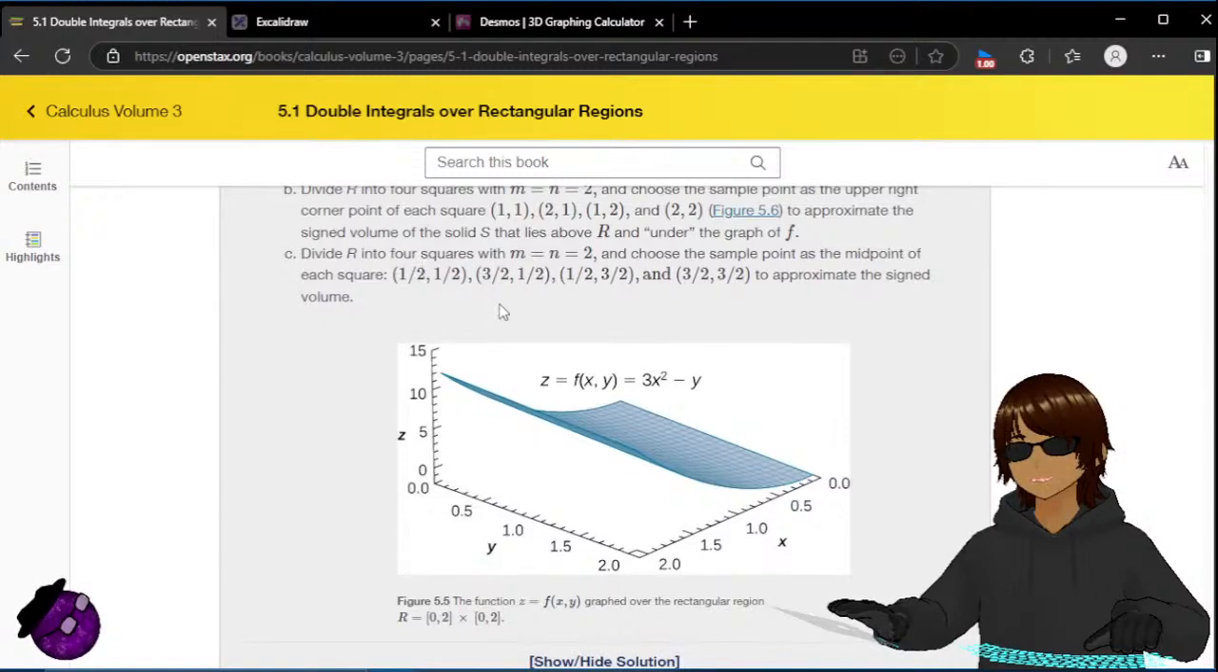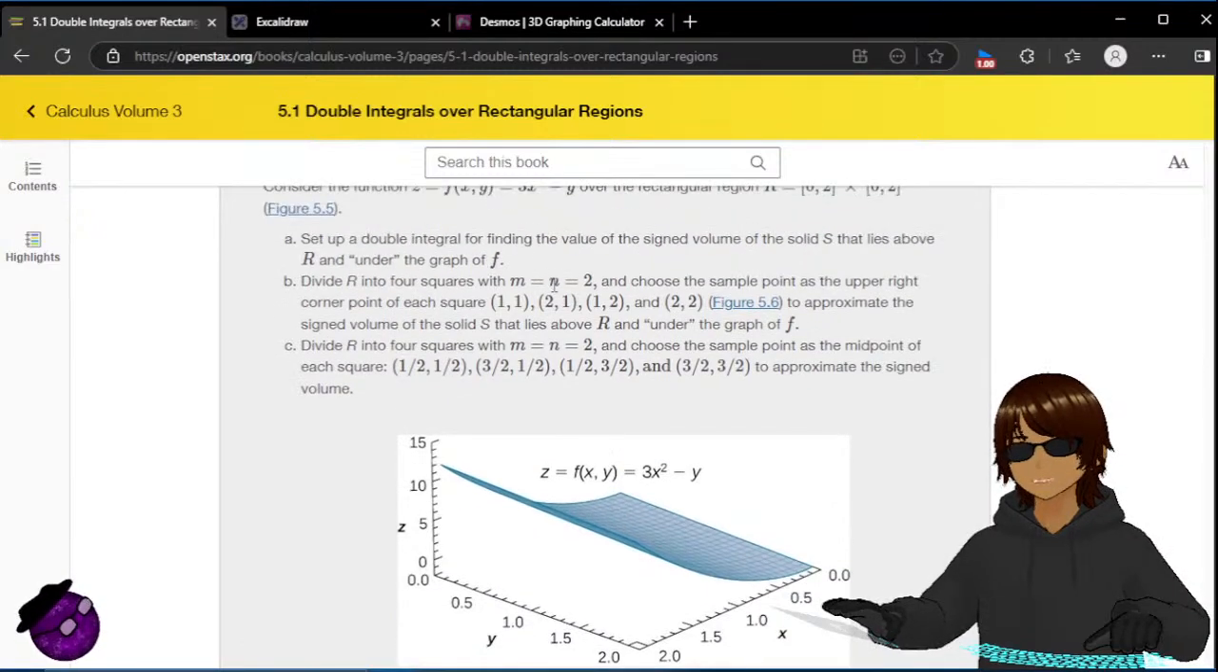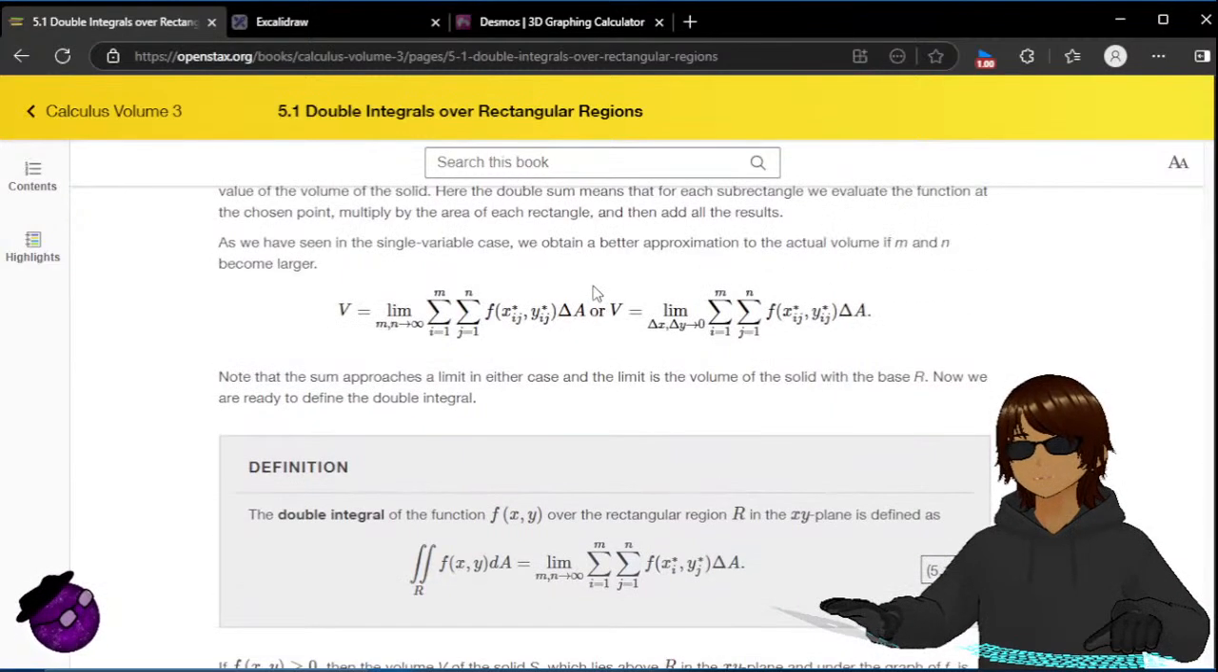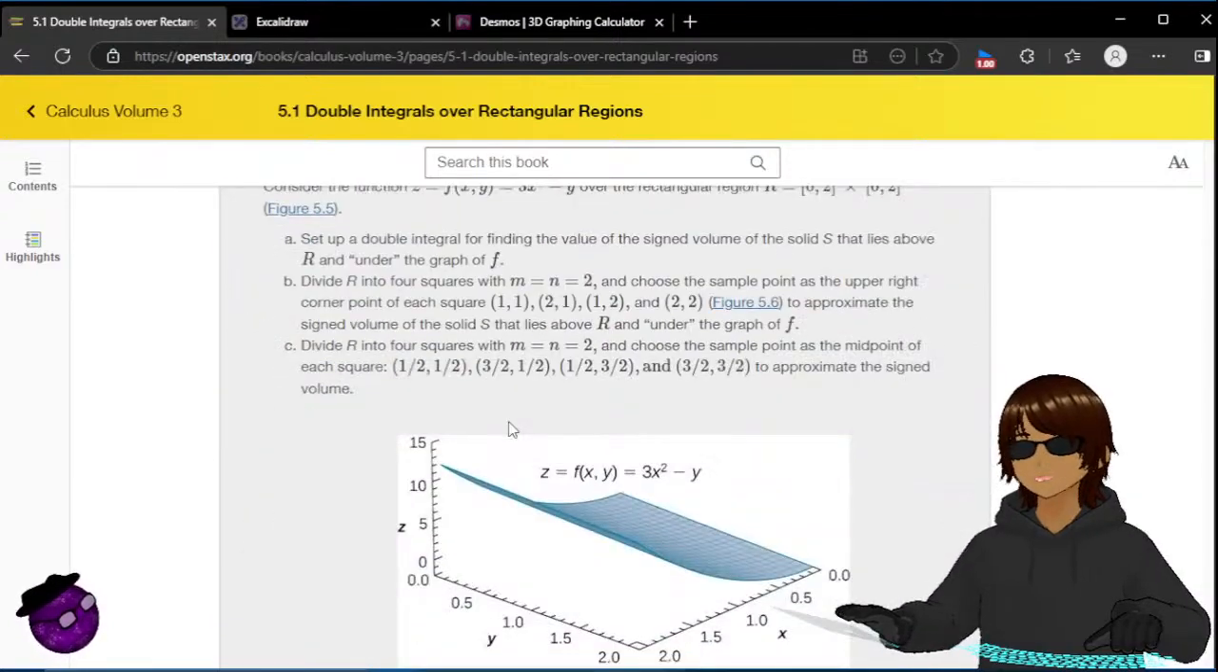Oh, this is an exercise. I don't like the repetition, so I'm going to skip this one, but I do get the idea though.